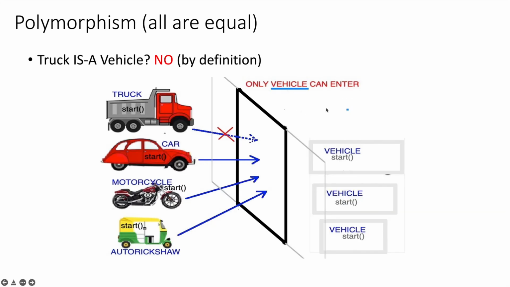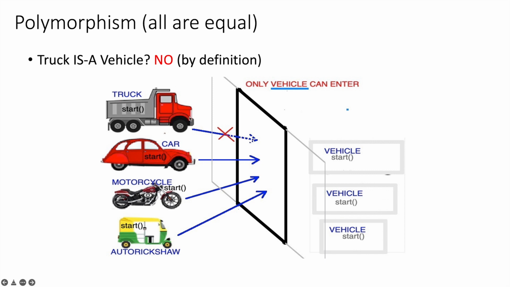Let us try imagining a very fictitious case where there is a garage or a workshop. This black door is supposed to be the door of a garage or workshop for vehicles. Now, every vehicle is going to try to enter through this gate, and the gate is putting a restriction: only a vehicle can enter. So can an auto rickshaw enter? Yes, it can enter. A motorcycle can enter because that is a vehicle. A car can enter, yes, that is also a vehicle.